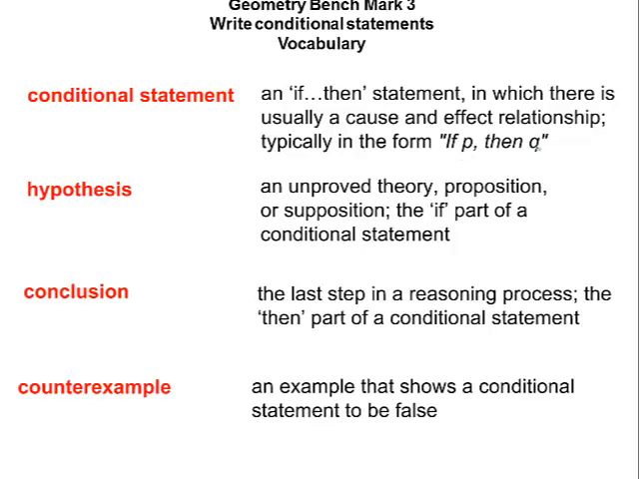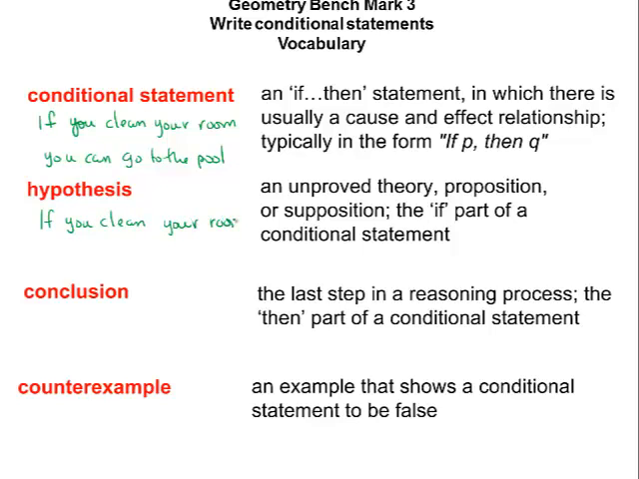P is the condition, Q is the result. The hypothesis is what's known as the if part. So if you have the sentence, if you clean your room, you can go to the pool. That's another one that happens in my house a lot. Okay. The hypothesis is the if you clean your room part. Then he can go to the pool. The conclusion is you go to the pool.